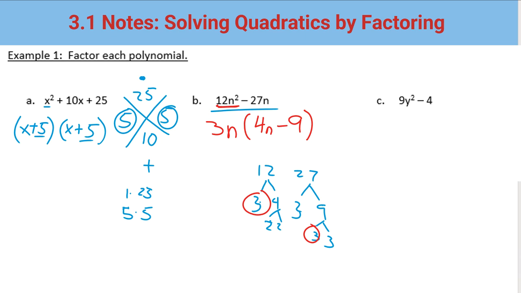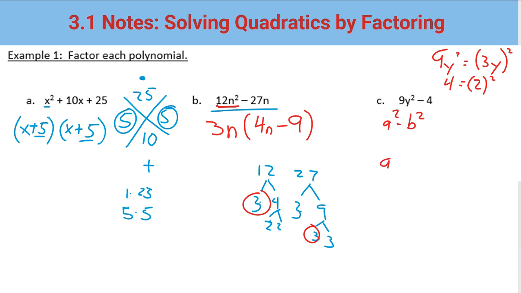In C, I notice there's no middle term, right? There's no y to the first in this problem. So I'm going to check to see if both of these remaining terms are perfect squares. So 9y squared is the same as 3y times 3y, so 3y, and then square both of those. And then the 4 is the same as 2 squared, right? So I can use that a squared minus b squared format.